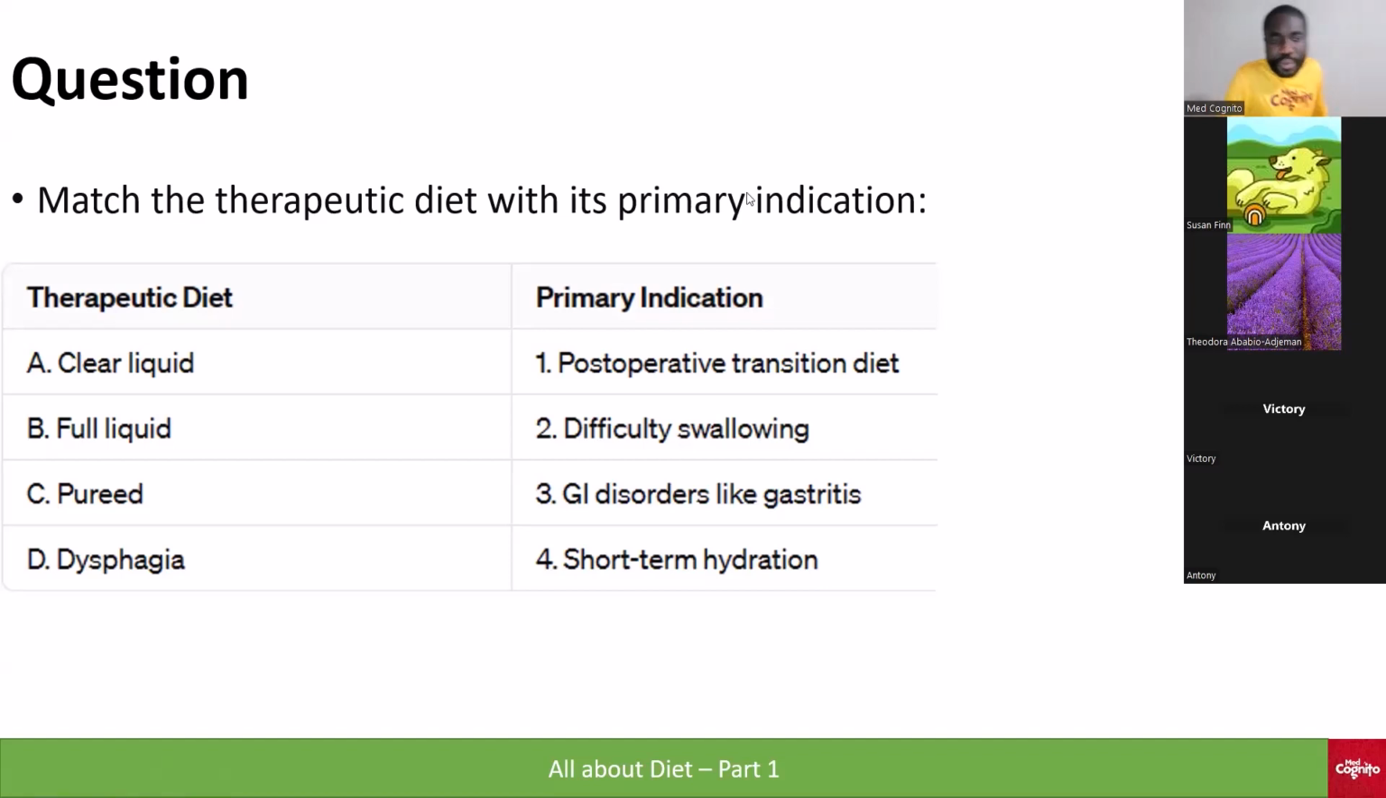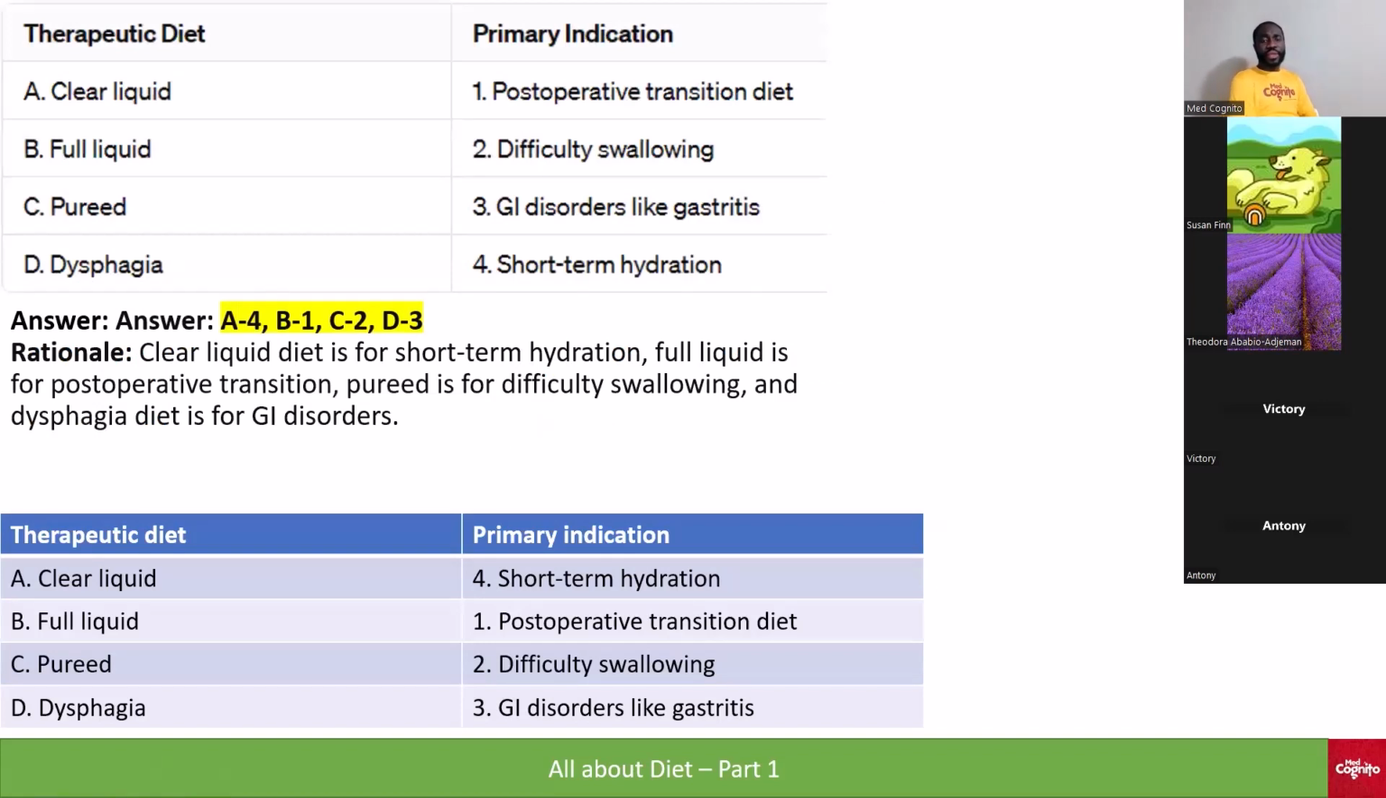Okay. So match the therapeutic diet with its primary indication. What are the answers? Those who went for A4, they are right. And B1. So A, clear liquid, is for short-term hydration, right?